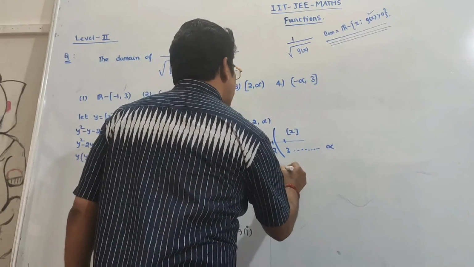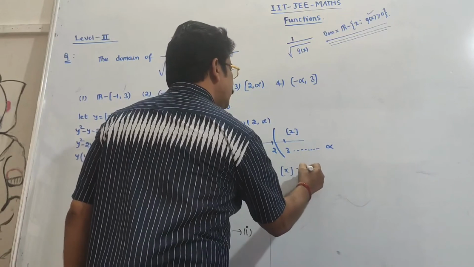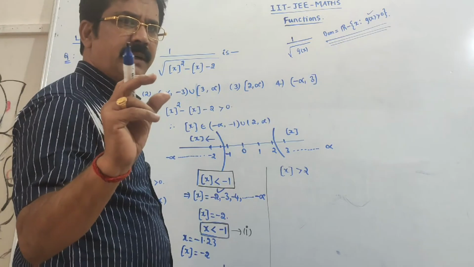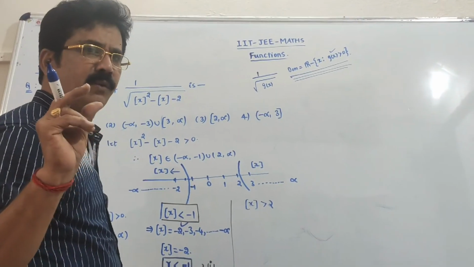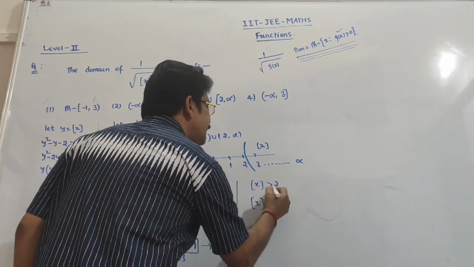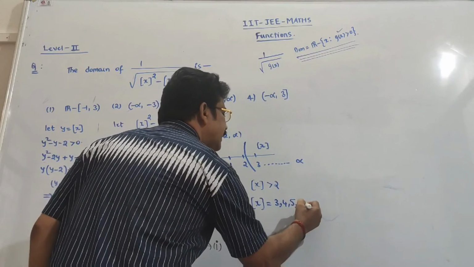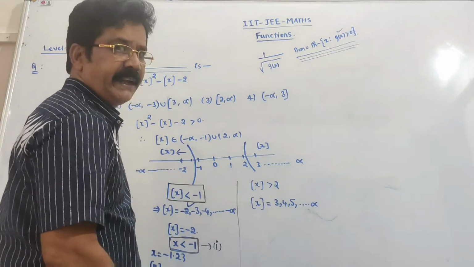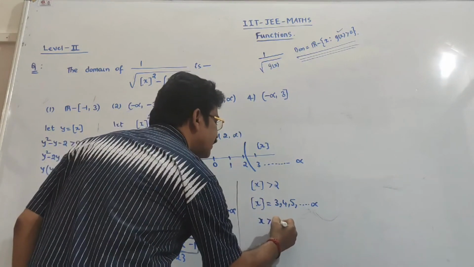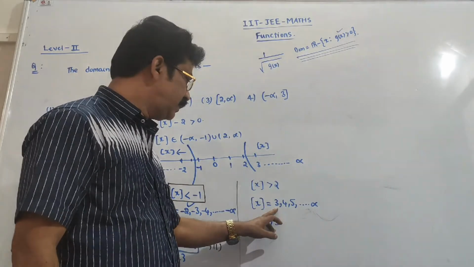Next case, box of x greater than 2. Box of x means step x, it is the greatest integer function. It takes only integers. So box of x greater than 2 means that it may be 3, 4, 5 like that and so on up to infinity. So definitely x should be greater than or equal to 3. For x equal to 3, box of x equal to 3.